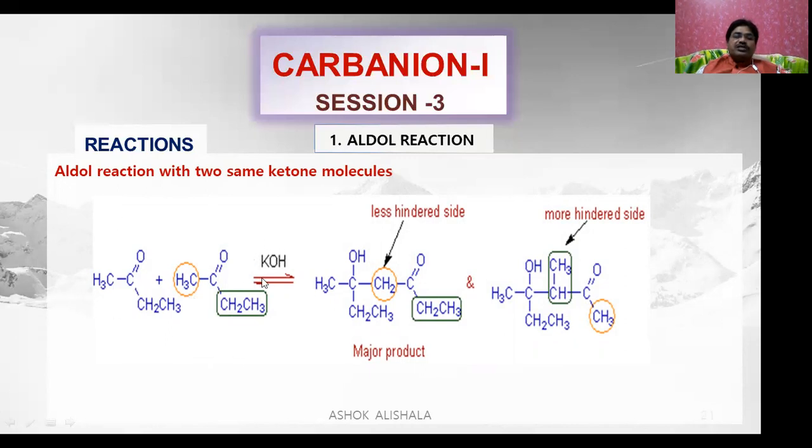The 2-butanone molecule in the presence of a base gives a beta hydroxy compound, which is the major one. Here, if you observe this side, it is the less hindered side, that's why OH is formed here, and that's why it is the major product. Whereas here, there is an ethyl group on this side and a methyl group here, so it is the more hindered side, and this type of compound is formed as the minor product.